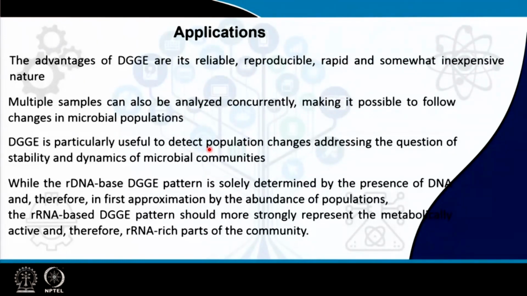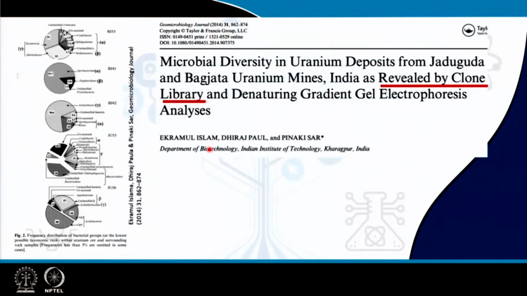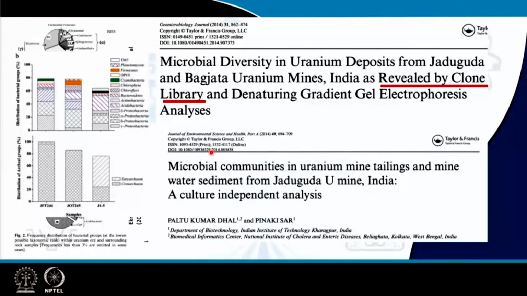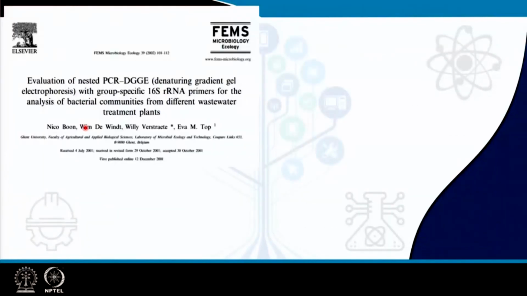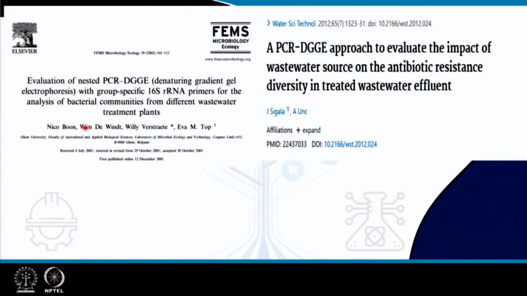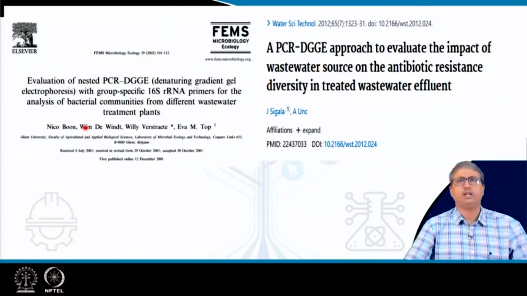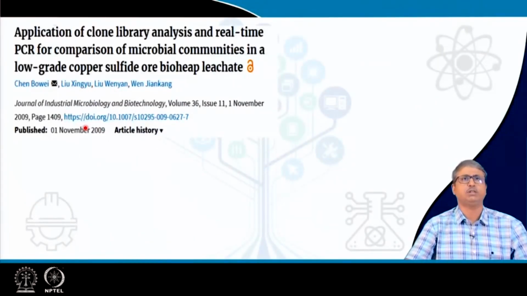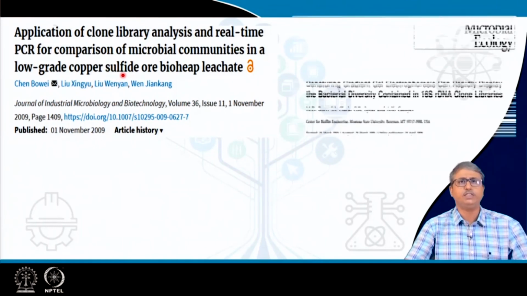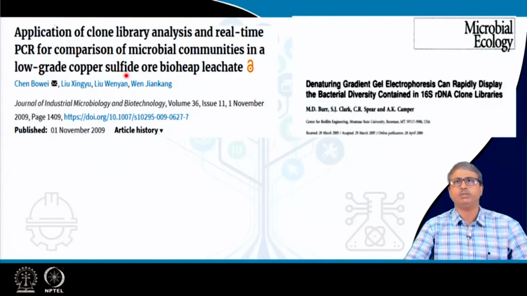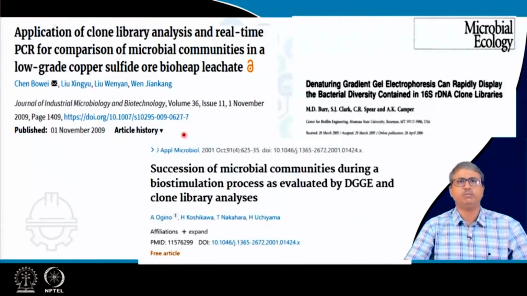DGGE remains a very popular method to characterize community composition and community dynamics. And if this is done with RNA instead of DNA, then it will reflect what type of organisms are active. Now here I present some of our studies done using DGGE and the clone library method. We can see how the clone library method can give us the community composition. We can have three different types of mine tailings, and we can see how the community varies across the different mine tailings present in a uranium mine. Similarly, there are numerous other papers where PCR, DGGE and clone libraries are popularly used in wastewater effluent and other processes, like low grade copper sulfide ore bioheap leachates, or other environments like succession of communities within a particular environment.